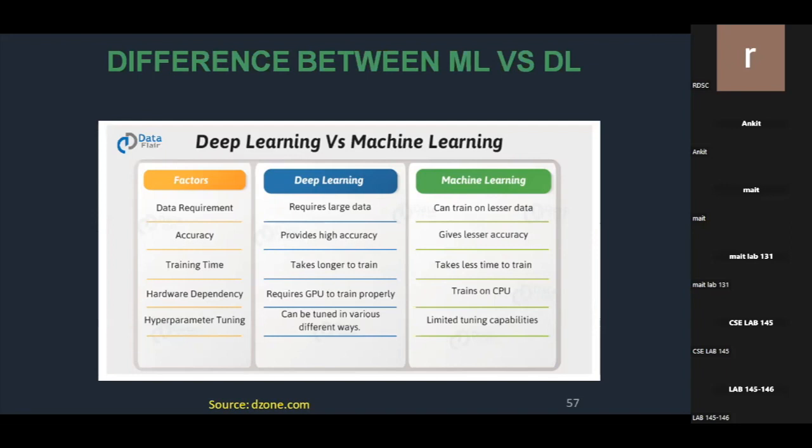Training time: deep learning models really take a lot of time, even up to 1 day, 2 days. If your data set is large and your deep model is quite complex, then it will take up to 2 or 3 days as well. While machine learning will take a very small amount of time. Learning is quite faster and you can get the output in real time.